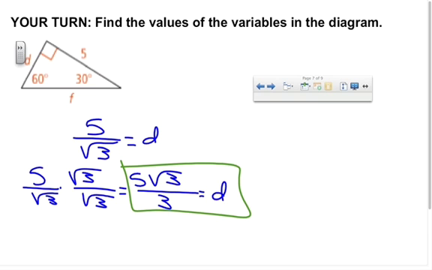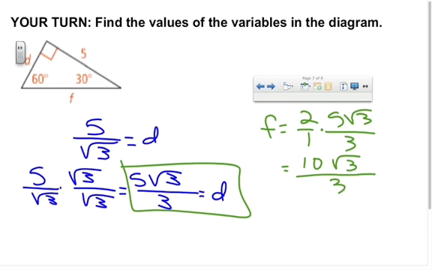All right, this problem is also asking us to find the hypotenuse. In a 30, 60, 90 triangle, what do I know about the hypotenuse? It's 2 times the short leg. We just found this short leg. So in order to find F, I'm going to take 2 over 1 times 5 radical 3 over 3. It's not pretty, but it is our answer. 10 radical 3 over 3.